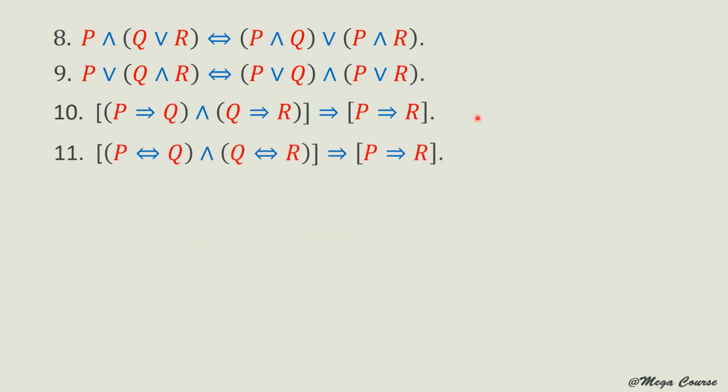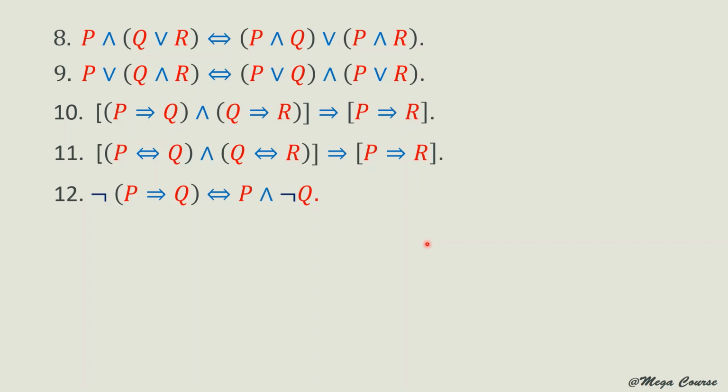The same as above, but in a different way. P equivalent to Q, Q equivalent to R. This gives us P equivalent to R. I'm sorry, I made a mistake here. You got me, of course. Since P is equivalent to Q and Q is equivalent to R, this gives us that P is equivalent to R.